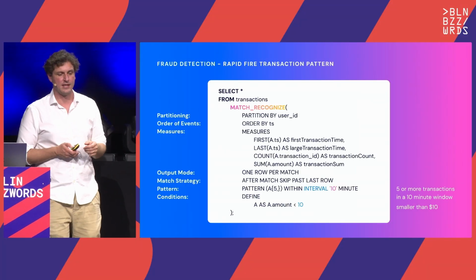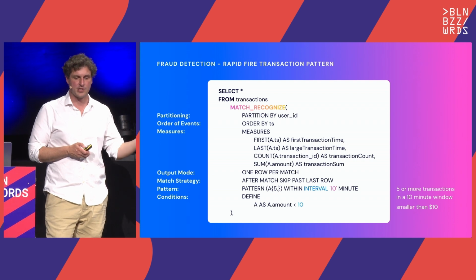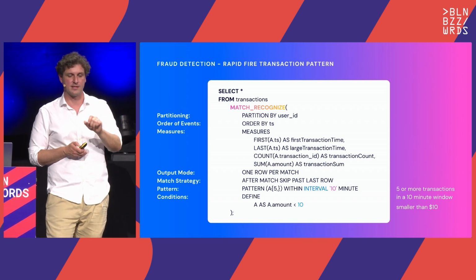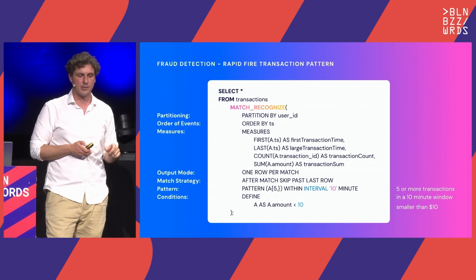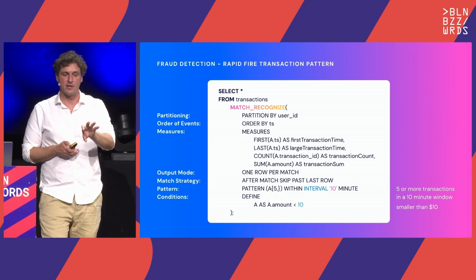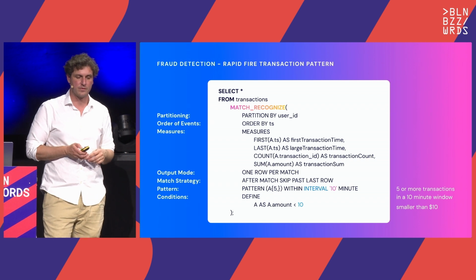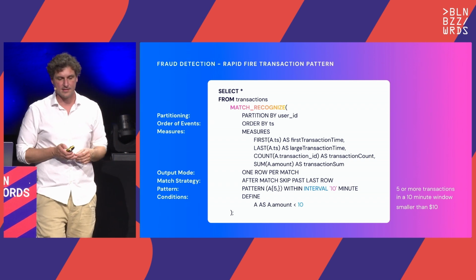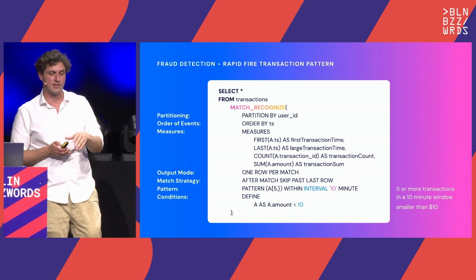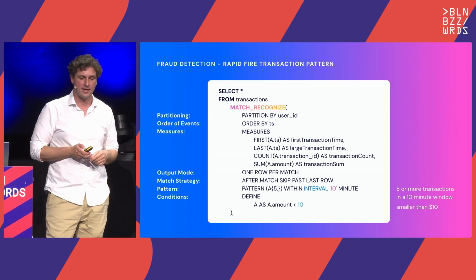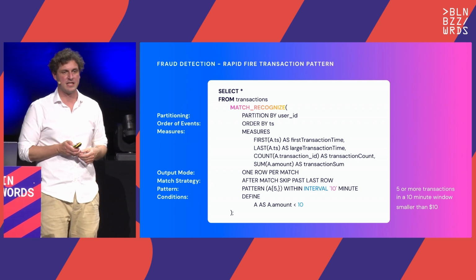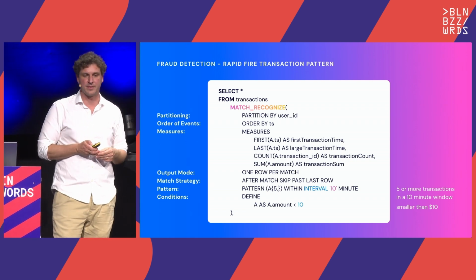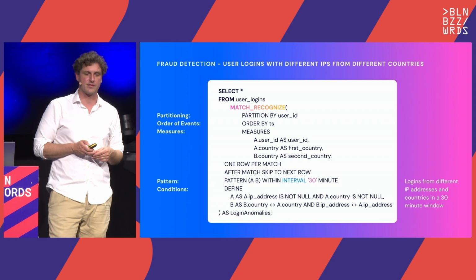In this case, it puts out transaction time, last transaction time, the transaction count, and the transaction sum as relevant columns for the output topic. So in that regard, it's very important to also look out for consistency. In this case, as you can see here, you define the pattern within a 10-minute interval, and you define A as an amount smaller than 10, and you deploy that job. Ideally, you can then monitor in the output topic that data is being produced.